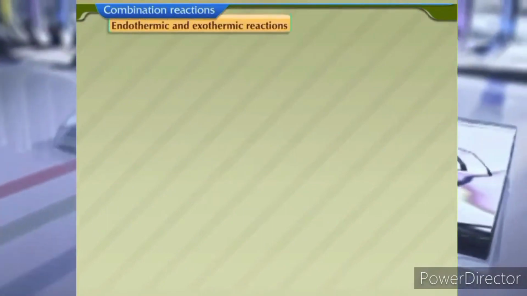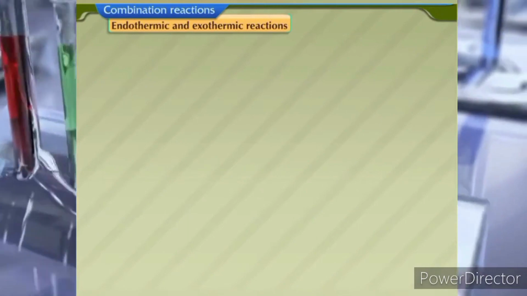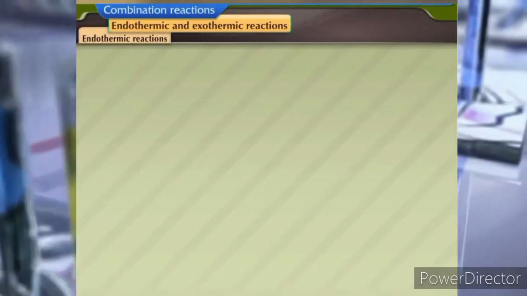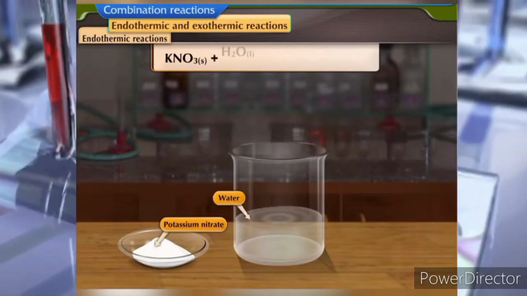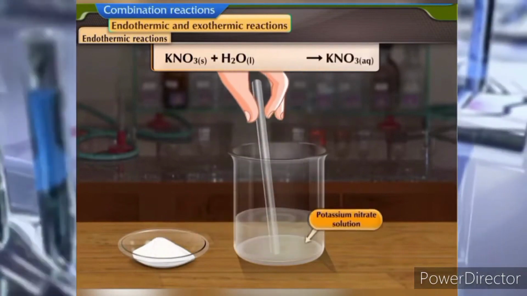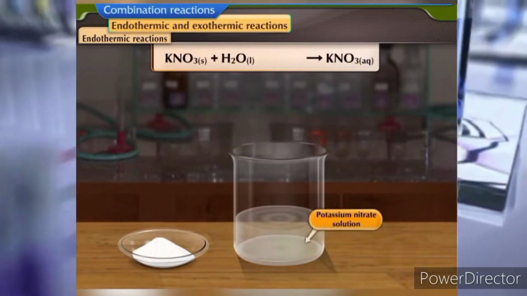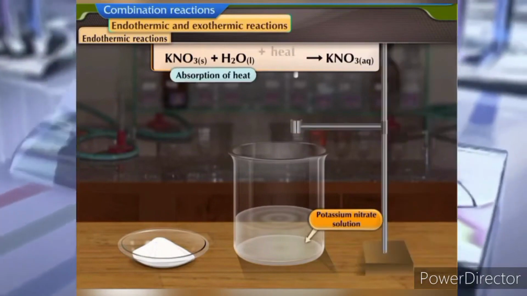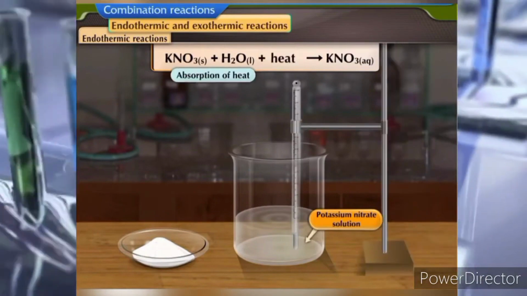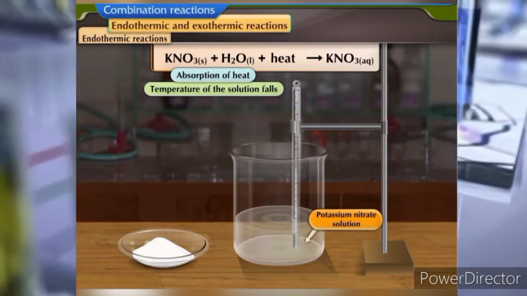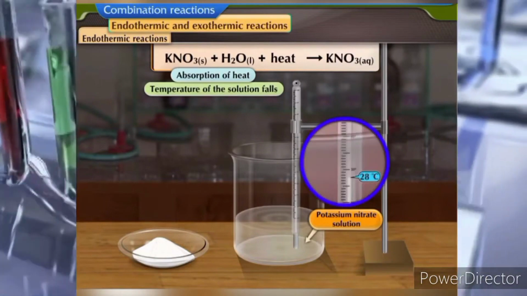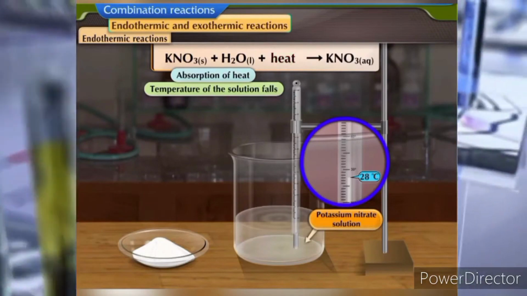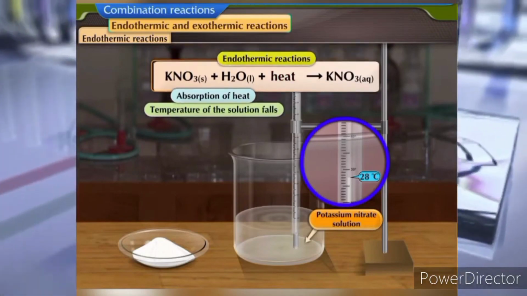Endothermic and exothermic reactions. Let us understand endothermic reactions. Potassium nitrate reacts with water to form a solution of potassium nitrate. In this reaction, there is absorption of heat by the reactants, hence the temperature of the solution falls. Reactions in which reactants require heat to form products are called endothermic reactions.